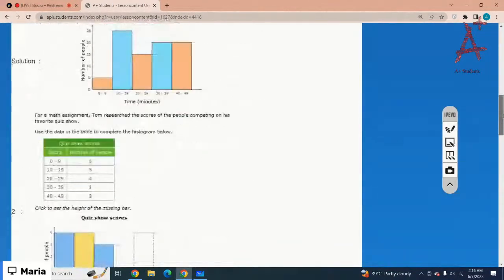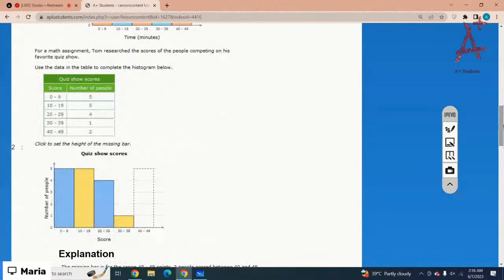Okay, here is the next one. For a math assignment, Tom researched the score of people competing on his favorite quiz show. So use the data in the table to complete the histogram below. So again, you have to match the graph and the data from the table. Here you can see from 0 to 9 score, you have 5 people. Here you have 0 to 9, and here is the 5, it matches the 5. Then you have 10 to 19, again it matches 5.